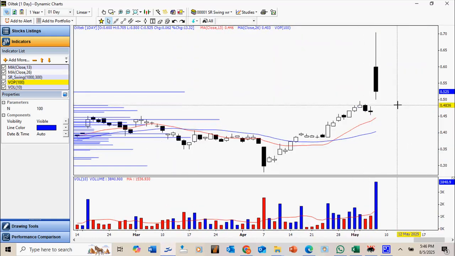This gap here provides some level of support. It is important that you actually trade above this gap.